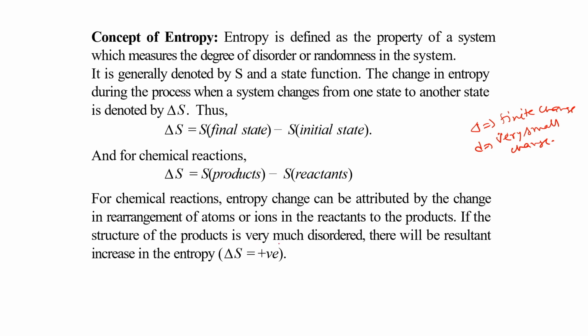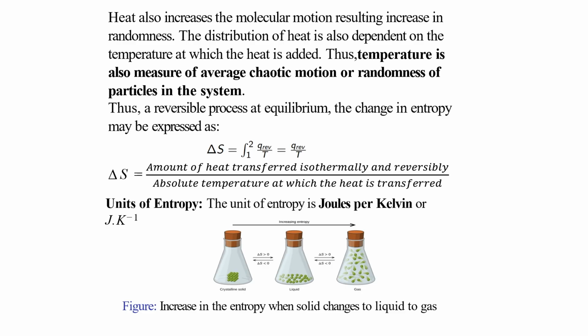If the structure of the products is very much disordered, there will be a resultant increase in entropy. So we get delta S positive. Heat also increases the molecular motion, resulting in increased randomness. So as we give heat to the system, molecular motion increases, so randomness increases. The distribution of heat is also dependent on the temperature at which the heat is added. Thus, temperature is also a measure of average chaotic motion or randomness of particles in the system.